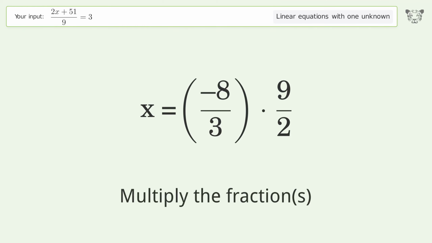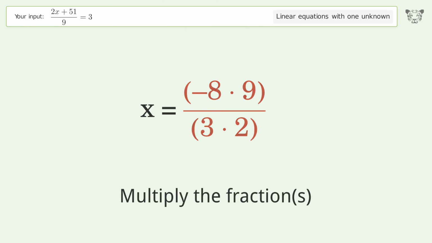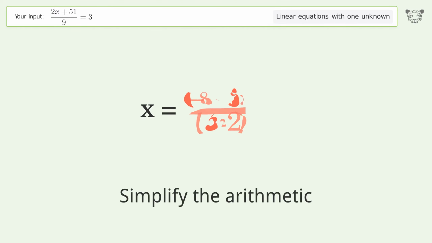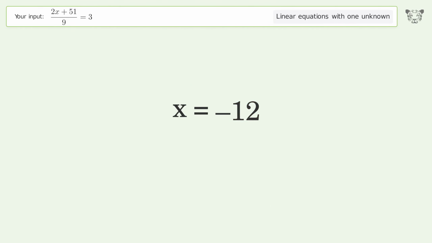Multiply the fractions. Simplify the arithmetic. And so the final result is x equals -12.